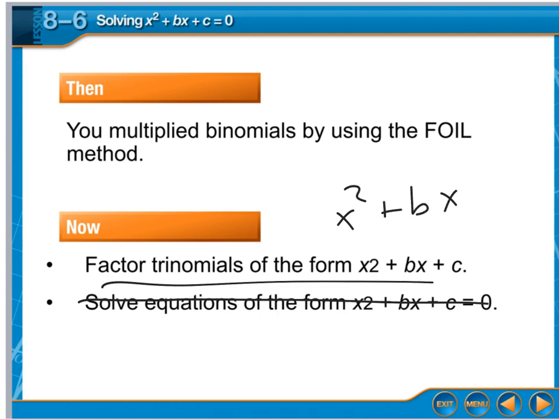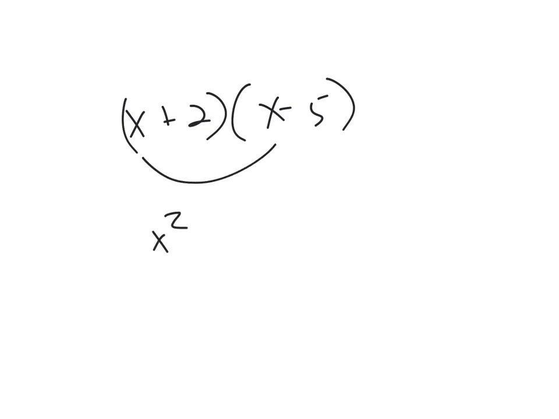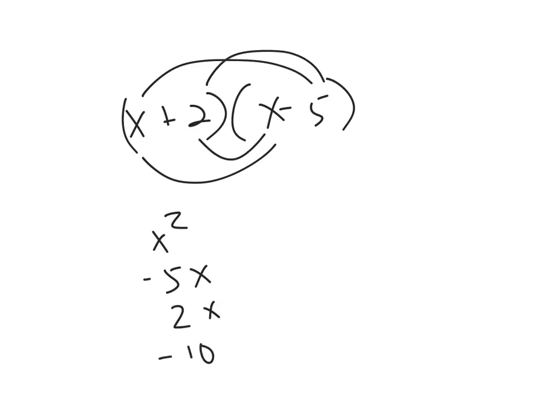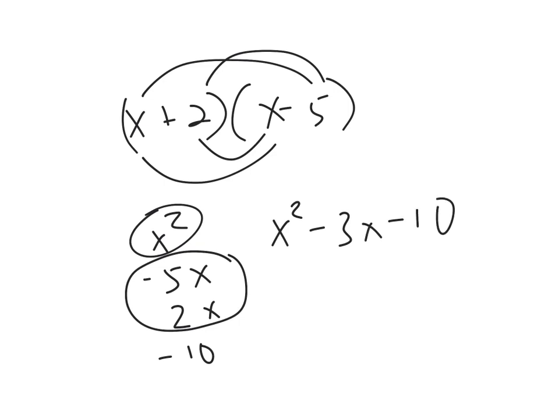And you'll notice that it says using the FOIL method. So basically, what we're going to do is the opposite of that. Before, when we had x plus 2 times x minus 5, we multiplied that. We could FOIL it. Our first term was our x squared, our outside term was negative 5x, our inside term was 2x, and our last term was negative 10. And we'd get x squared, and then these two put together would be negative 3x, and then minus 10. So when we FOILed this, we'd get that trinomial.